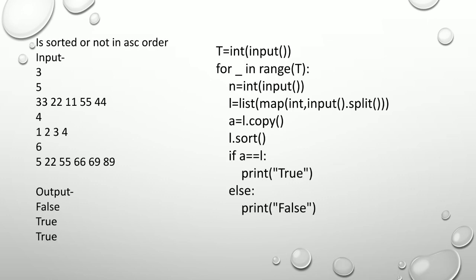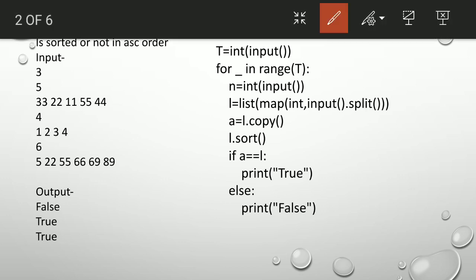So our first question is: is the list sorted or not in ascending order? We need to check whether the list which is given to us is sorted in ascending order. Okay, so let's begin. First we need to take the test cases. 3 is the test case count, so t will contain the value 3.